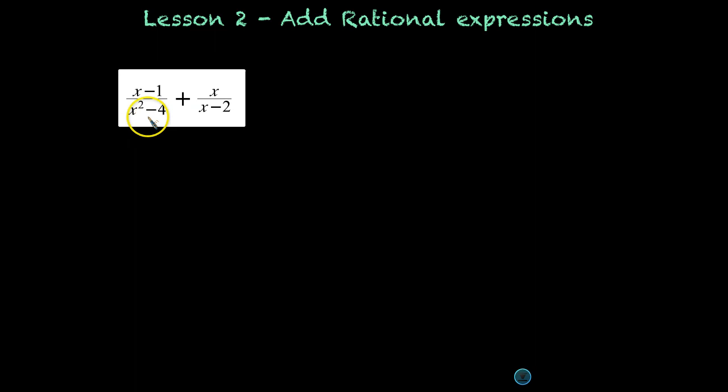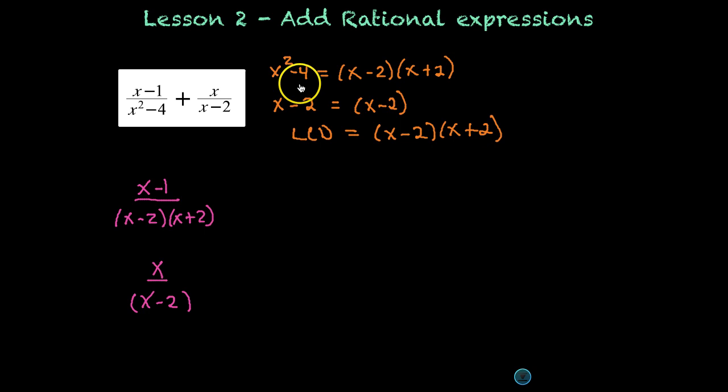In this example, we need to go ahead and factor both of our denominators like we've done previously. Okay, so now we have factored each of our denominators. x squared minus 4 is a difference of squares, so we factor it into x minus 2 times x plus 2, and x minus 2 is already factored. So if we look at our lowest common denominator, we're going to go ahead and take the x minus 2, x plus 2, and then we look at our second denominator, x minus 2, and that's already in our lowest common denominator, so we don't need to add another one.